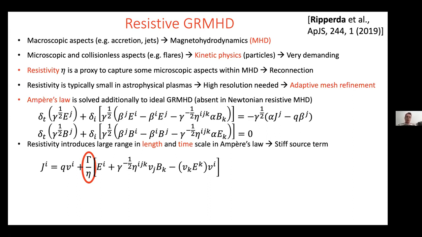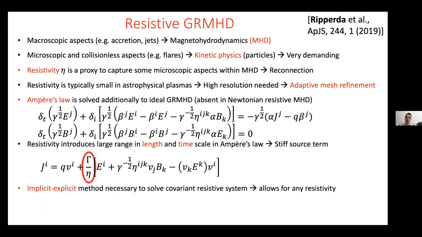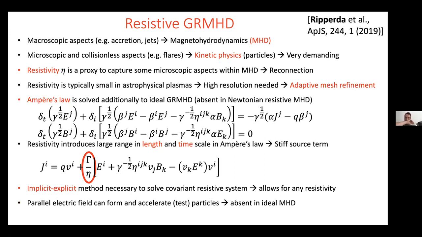So this introduces not only small length scales, but also very short time scales. This source term is stiff, which makes it very hard to solve numerically. And for that, we use an implicit-explicit method. I won't go into details further, but you can read it in my paper. In this way, parallel electric fields can naturally form, and they can accelerate particles or test particles, which is absent in ideal MHD.